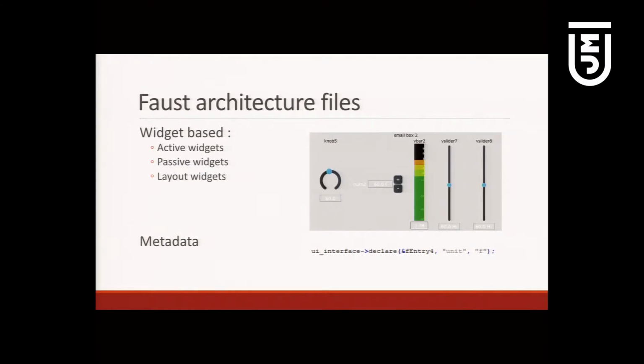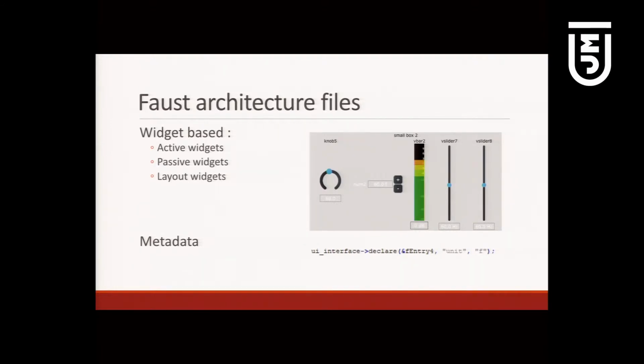And layout widgets are a logic of boxes, where different active and passive widgets will be placed in boxes. For example, we can have a box containing a knob, an entry, 2 vertical sliders, and a viewmeter.